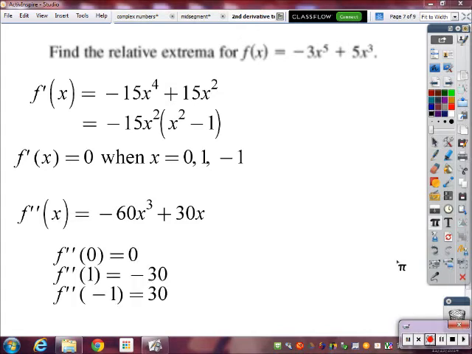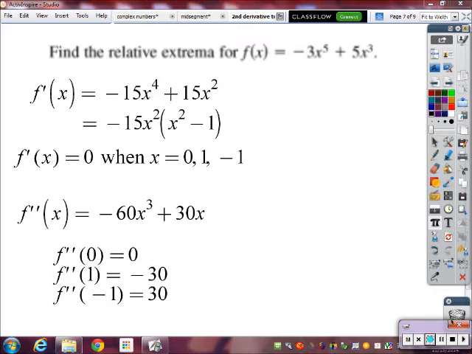Once you evaluate your second derivative, you see that at x equals 1, the second derivative is negative, which makes your function concave down. So at x equals 1, there would be a maximum. And when x equals negative 1, your second derivative is positive, which makes your function concave up. So that means that would be a minimum. Now at f double prime of 0, my second derivative equals 0. So if I want to test for extrema at x equals 0, I have to go back to the first derivative test.